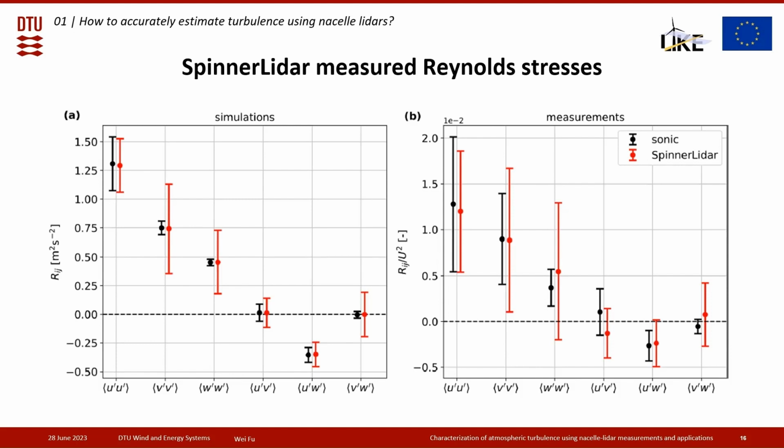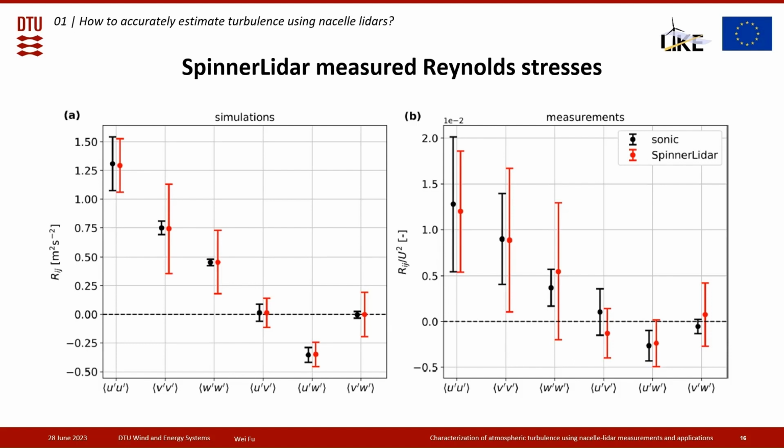We can see that for the U variance, the spinner LiDAR performs very similarly to the sonic anemometer, which is very nice. For the transverse components, the spinner LiDAR, although it shows a good bias, has larger uncertainties. But overall, I would say the spinner LiDAR performs quite well, and it can accurately estimate the six radial stresses. From the measurements, we can see a very similar trend, although the bias and the uncertainty are different from what we see in the simulation.